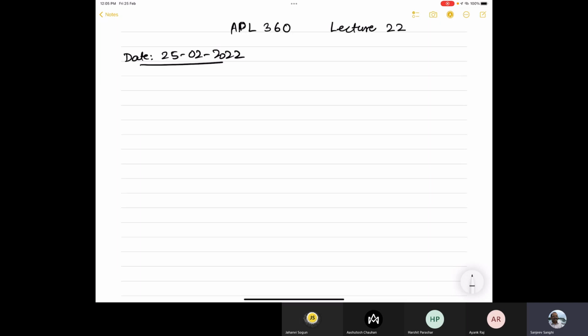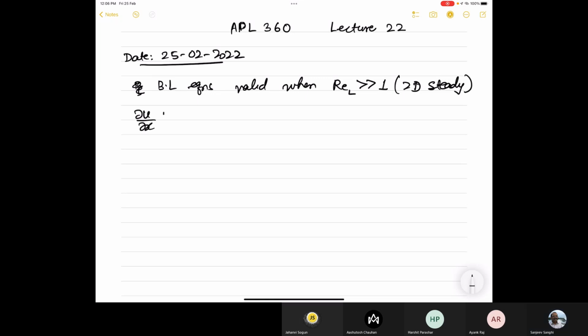We are looking at the boundary layer equations. And for boundary layer, what we said was these equations are valid for large Reynolds number flow. And this we are talking of 2D steady case. And our equations are du by dx plus dv by dy is equal to 0.